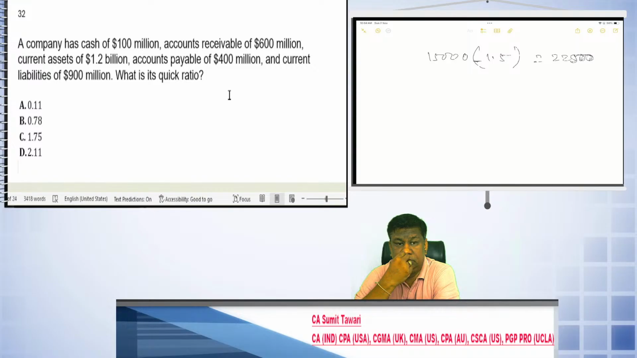Question number 32. So there is no inventory or prepaid expenses or advance taxes given. So you need to calculate net cash and account receivable. You need to calculate. Take current assets and subtract the rest. So 700 is our quick assets. Yeah. Okay. Correct. So 0.77, yeah, 0.78. Just 0.78. Correct.